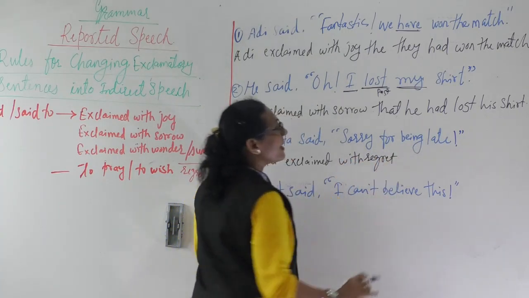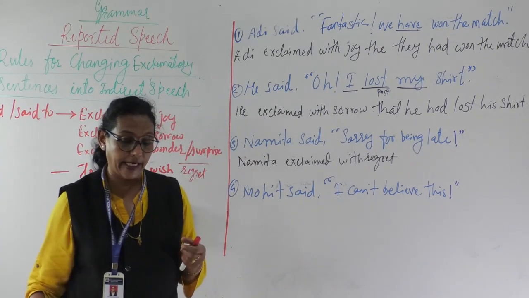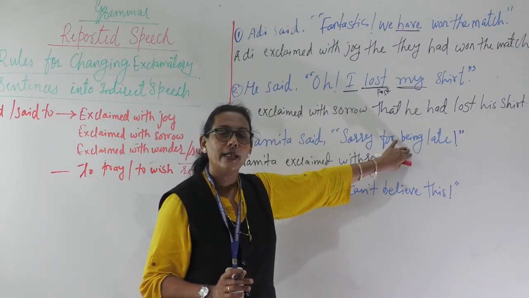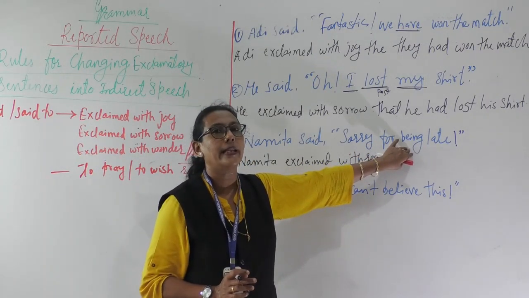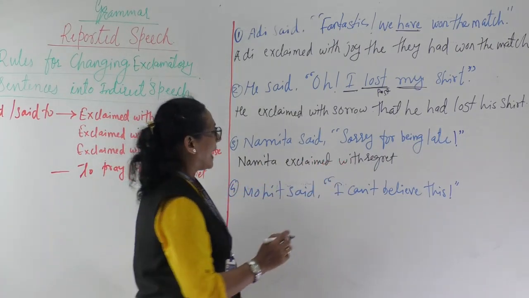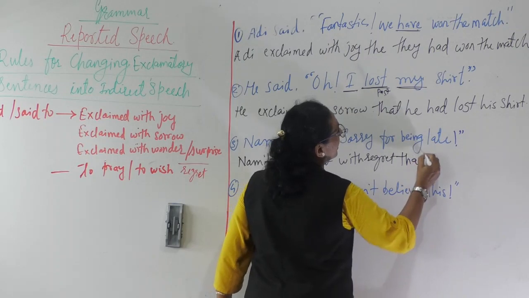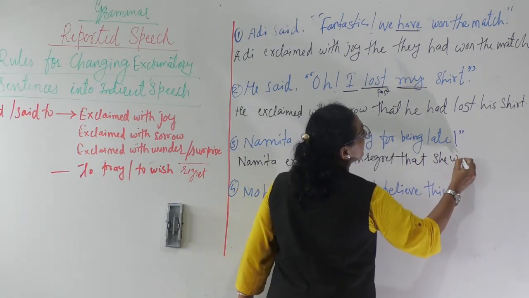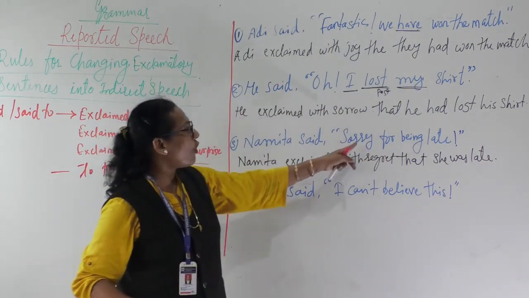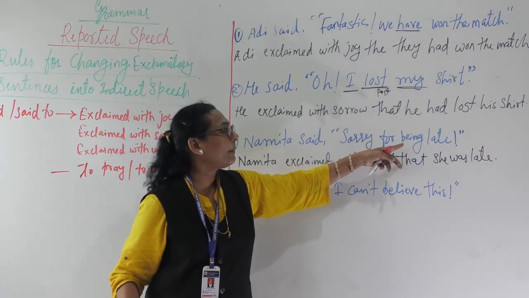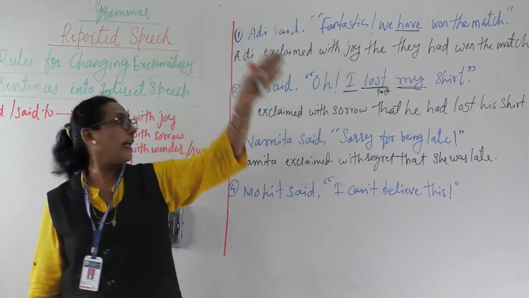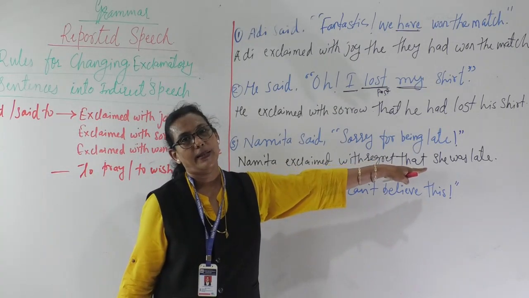What was she regretting? Regret for being late, I came late, because of this she was sorry, she felt regret. So what will we write here? Namita exclaimed with regret that she was late. See the meaning of the sentence according to that. This is sorry for being late, sorry, I came late. That is was late. Okay.